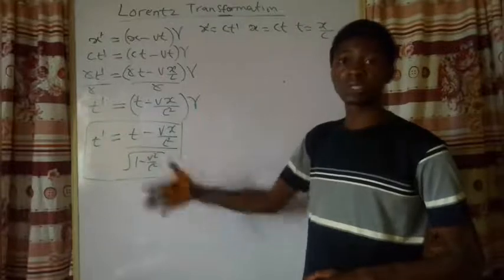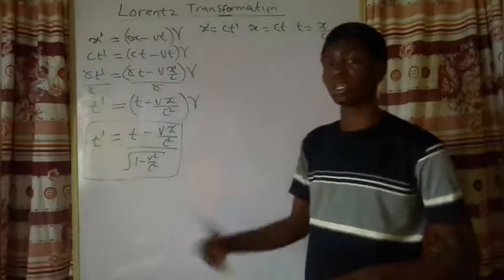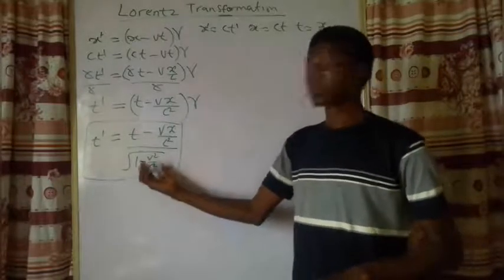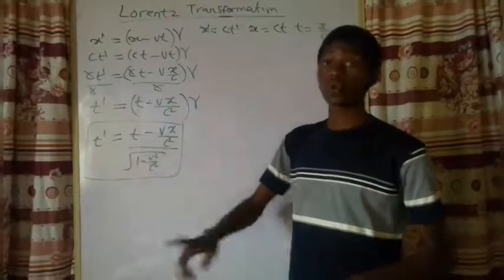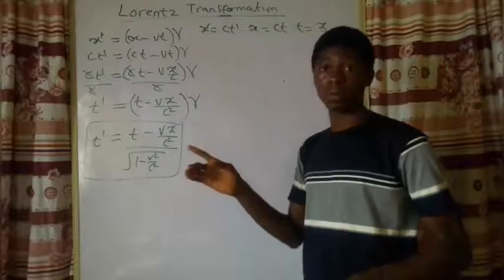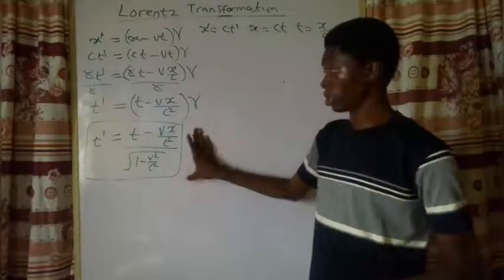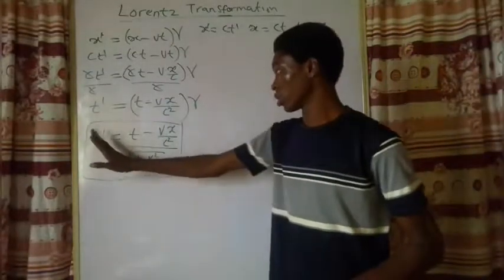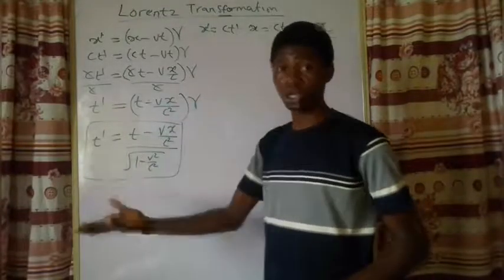The reason is, if you see v squared over c squared, if v is very much less, let's say v is 20 meters per second and the speed of light is 3 times 10 to the 8, and you compute this, you are going to have this thing tending to go back to Galilean transformation. But this is how to transform from t to t prime. How can you transform time from t prime to t?